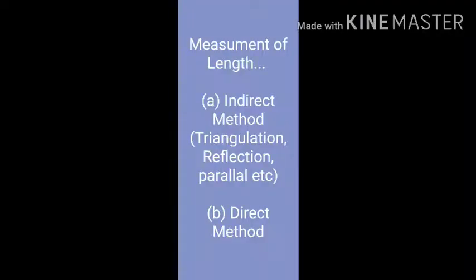Now we will consider the measurement of length. We can measure length by indirect methods, that is the triangulation method, reflection method, and parallax method. There are many other processes also, but we will focus on the direct method. What is the direct method? We compare a given length with some standard length. In this class, we will learn about the vernier scale and screw gauge.